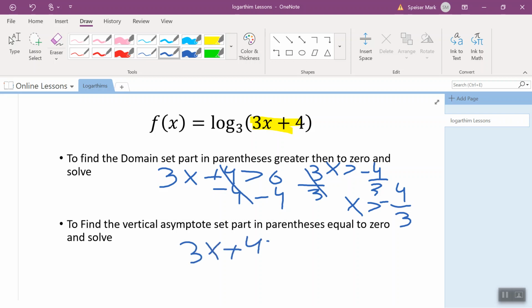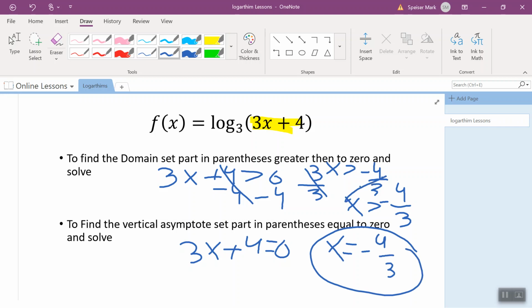Do the same thing to find the asymptote, but this time you set it equal to 0. You solve the same exact way. So our line for our vertical asymptote is x equals negative 4/3. Remember, an asymptote is a line. So x equals negative 4/3, and the domain is x is greater than negative 4/3.